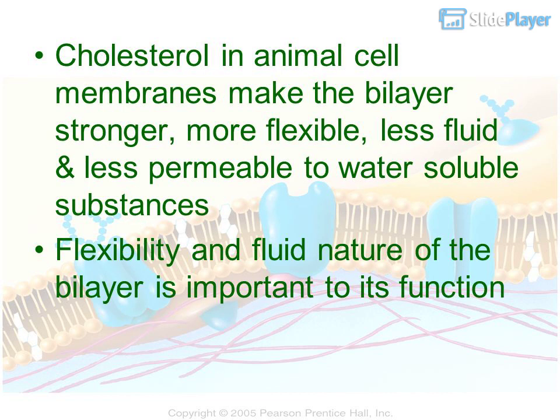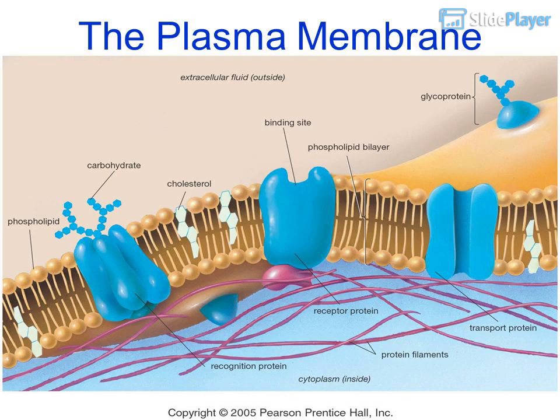Cholesterol in animal cell membranes makes the bilayer stronger, more flexible, less fluid and less permeable to water-soluble substances. The flexibility and fluid nature of the bilayer is important to its function. The plasma membrane.